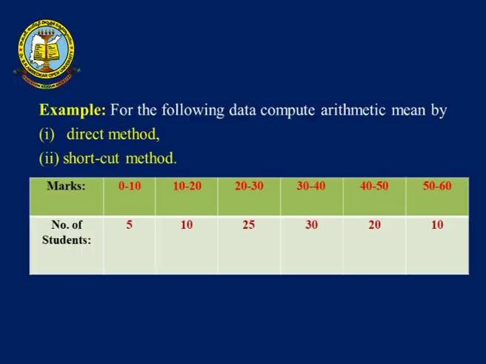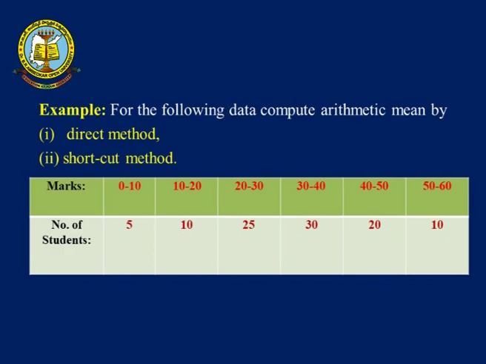Now, an example for continuous series, that means we have class intervals. In this example, for the following data, compute the arithmetic mean. The first method is the direct method and then the shortcut method. We compare both methods, whether both will give the same answer or not. The marks intervals are given as 0 to 10, 10 to 20, 20 to 30, 30 to 40, 40 to 50, 50 to 60. The number of students falling under each category: 0 to 10 has 5 students, 10 to 20 has 10, and so on, that is 50 to 60 has 10 students.